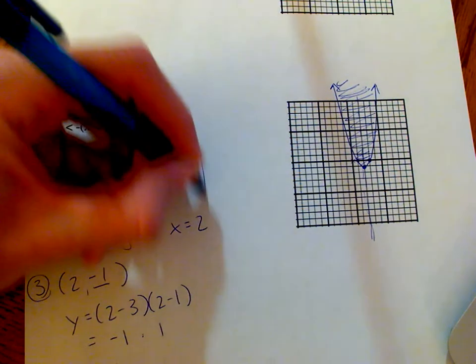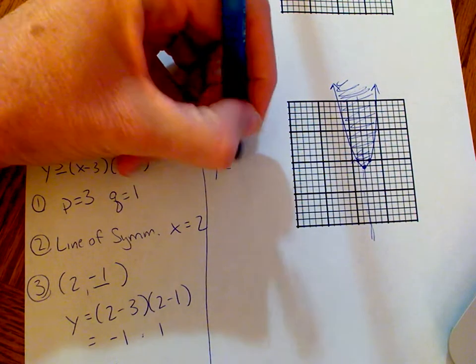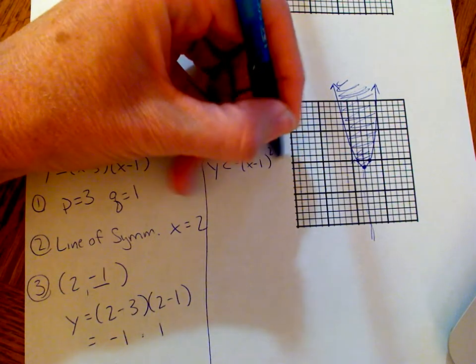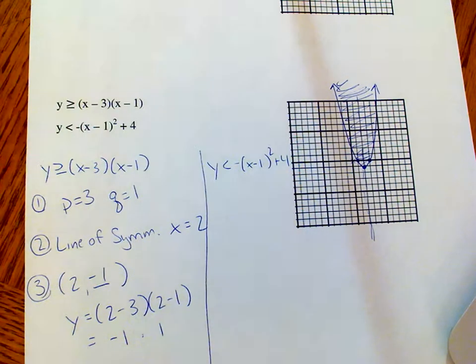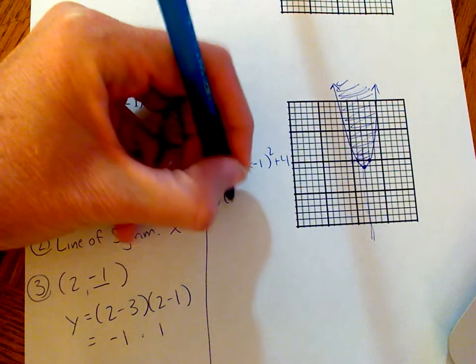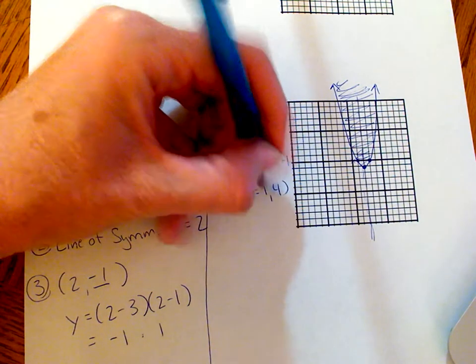Now the second inequality is in vertex form. Notice this is a less than problem, so this will just be a dotted parabola. We're going to identify our vertex, which is the point (h, k), since it's in vertex form, which will be (1, 4).